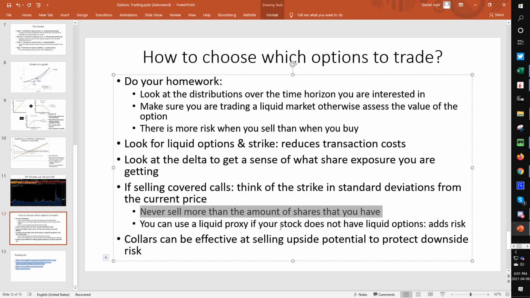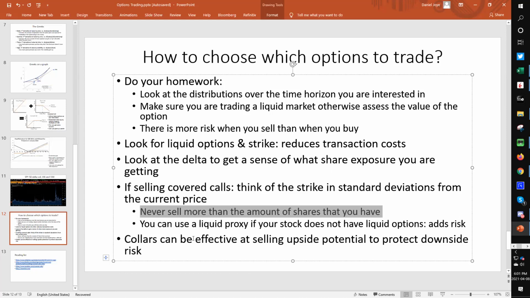You can use a liquid proxy if your stock does not have liquid options, but that adds a basis risk to what you're doing. So selling essentially the SPY against a basket of the FANG stocks, for example. Collars can be effective at selling upside potential to protect downside risk. So that's the idea of selling your covered call and buying a protective put to reduce your overall risk exposure. So basically selling some upside to protect yourself on the downside.